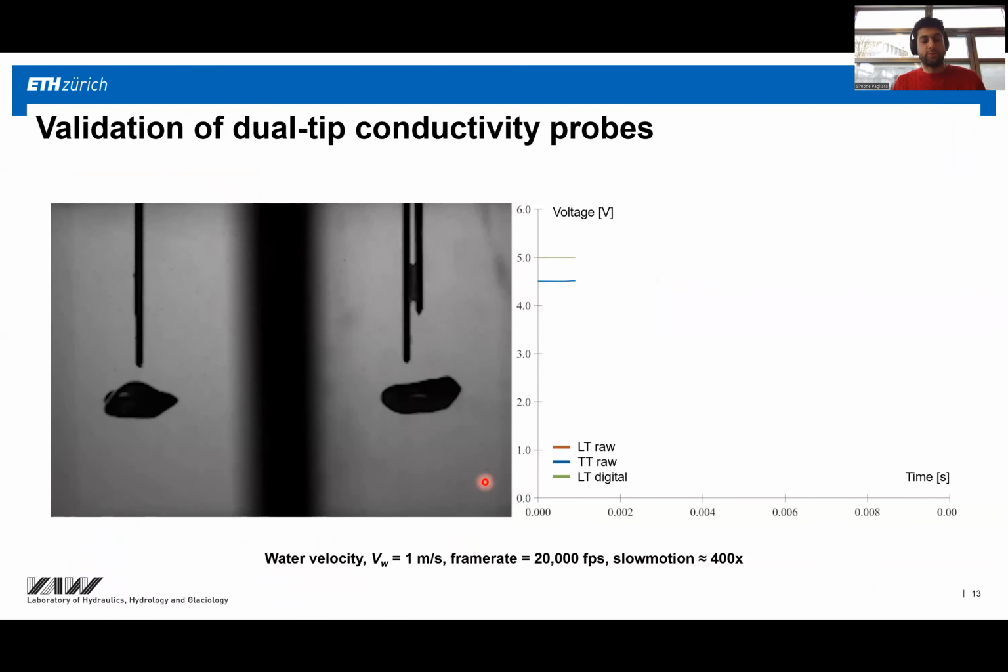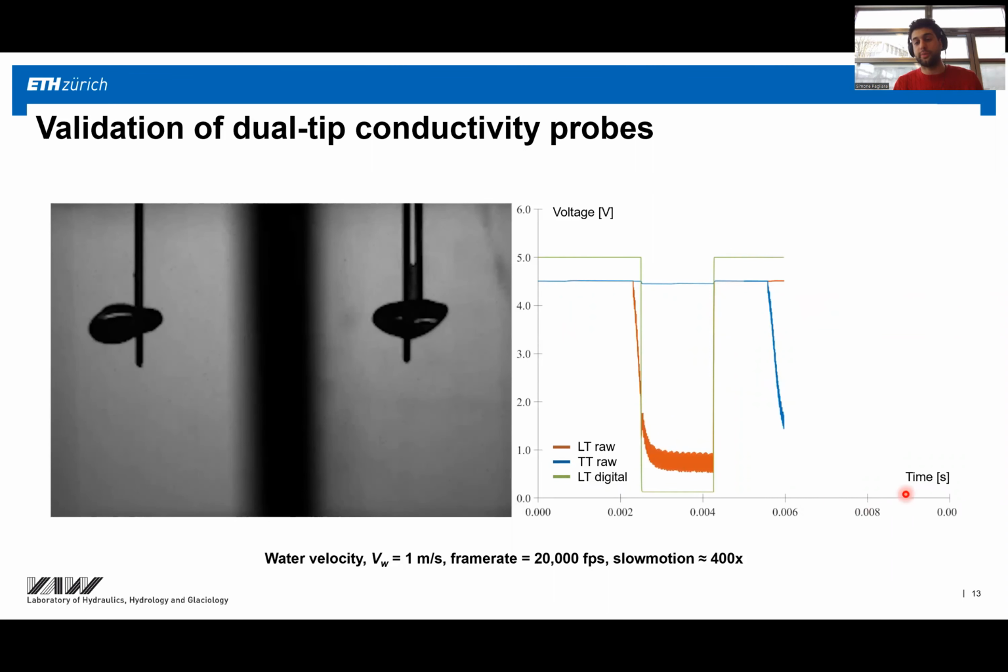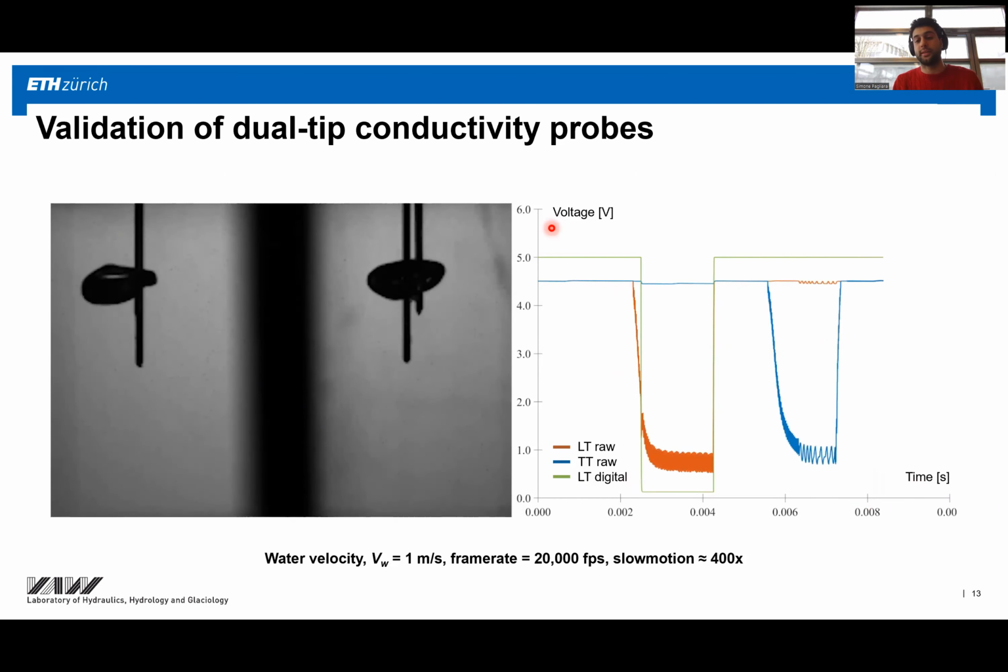And just to help you understand better how such probes work: when the bubble touches the leading tip, the signal relative to the leading tip drops, while the one on the trailing tip stays up, and the same for the trailing tip. So this is basically the signal of a complete interaction between the dual-tip probe and the bubble.